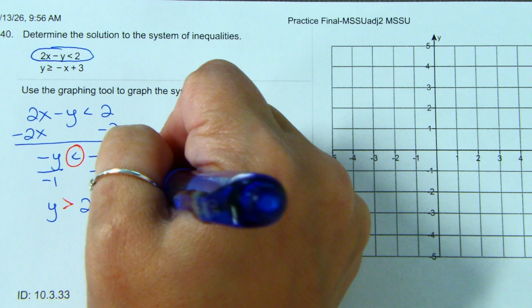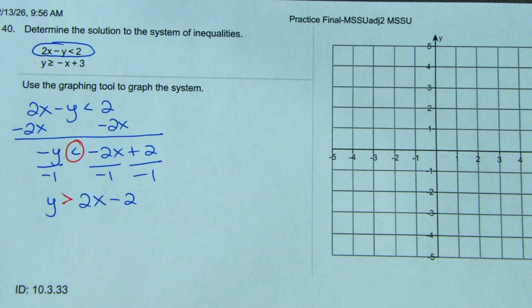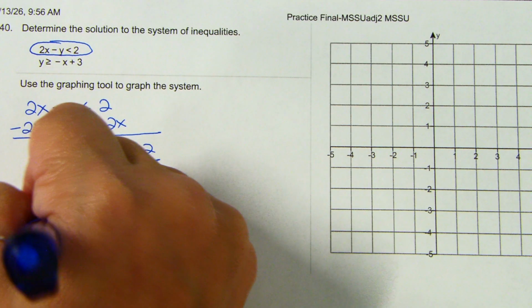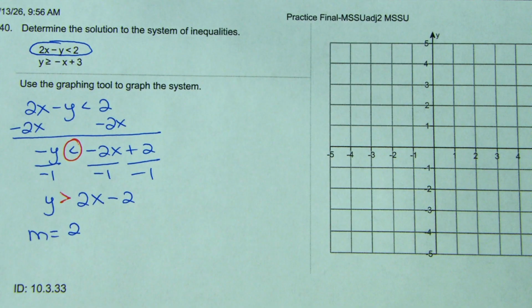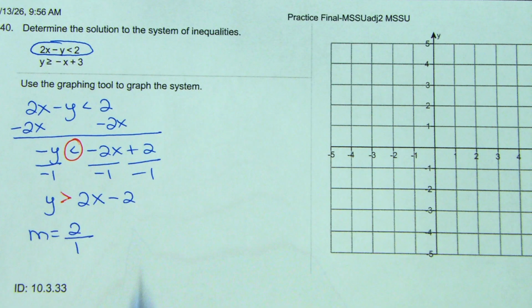I'm going to note my y-intercept, which is 0, negative 2, and I'm going to note that since my y is strictly greater than, I will be using a dashed line. These are the 3 pieces of information I want to know about each of my inequalities for when I go graph them.